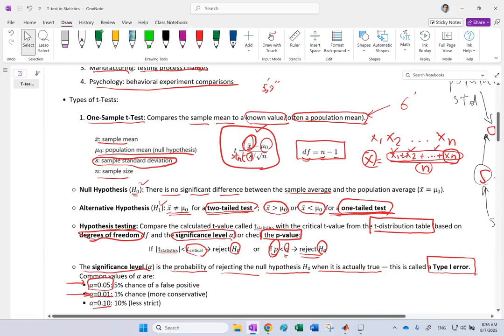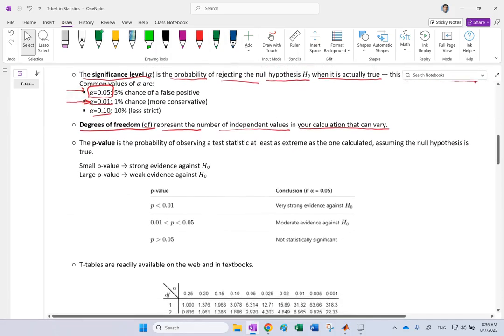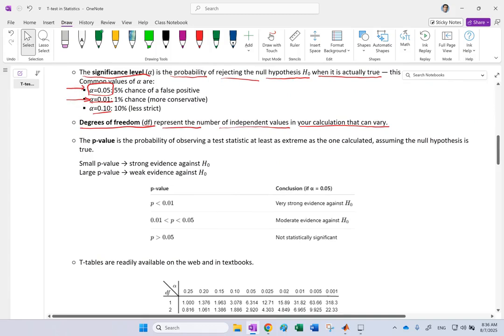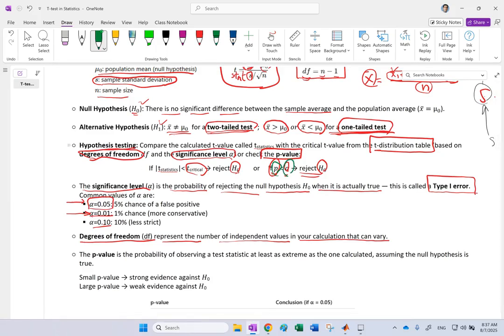So this is about degrees of freedom and significance level. Now, the last thing I need to talk about before I show you the t-tables is p-value. What is p-value? Because here we said another way to reject the null hypothesis is to find p-value and compare it against alpha. So what is the p-value?